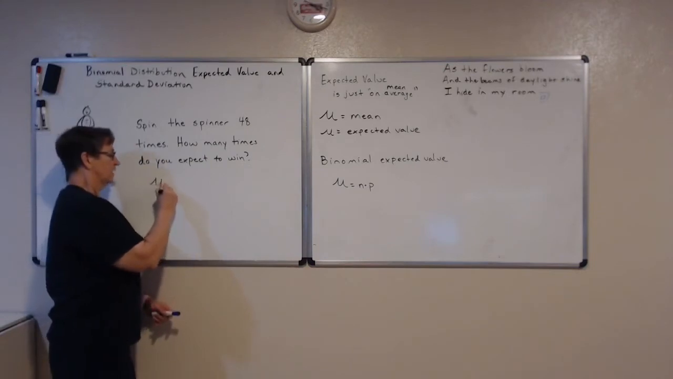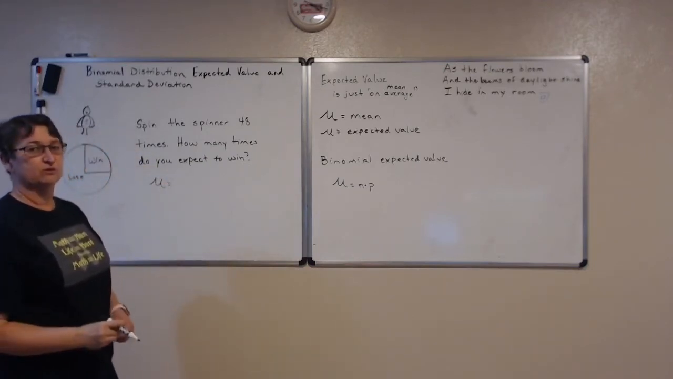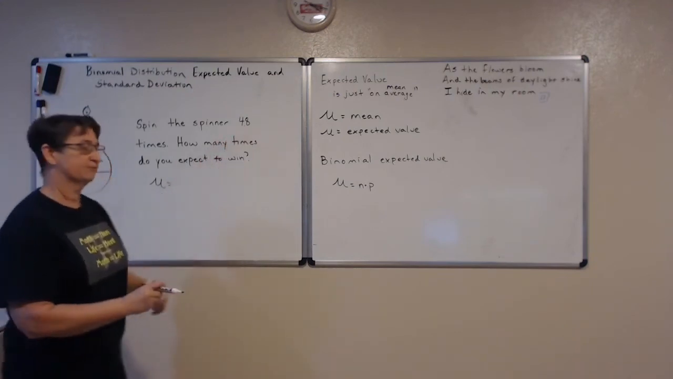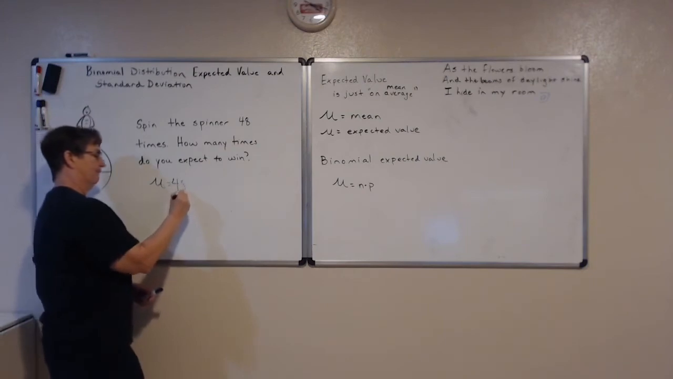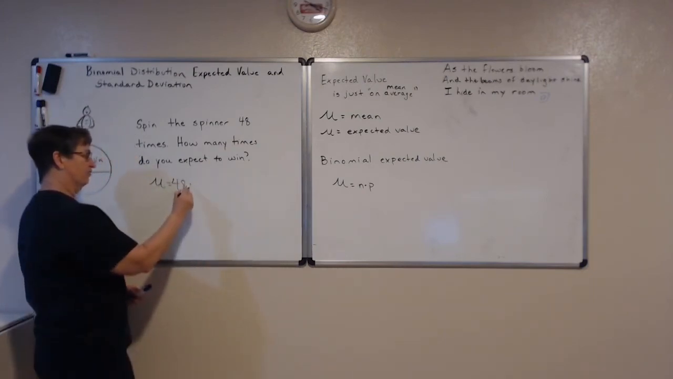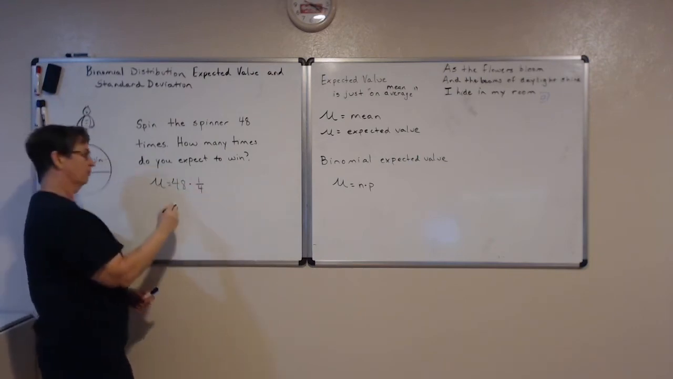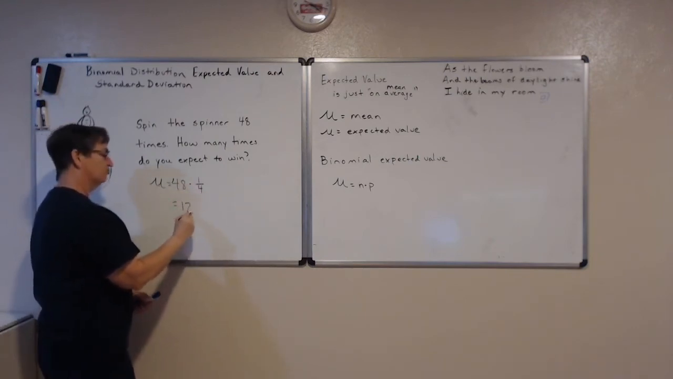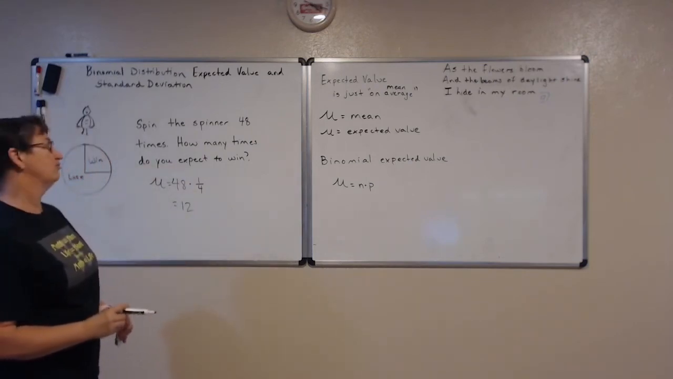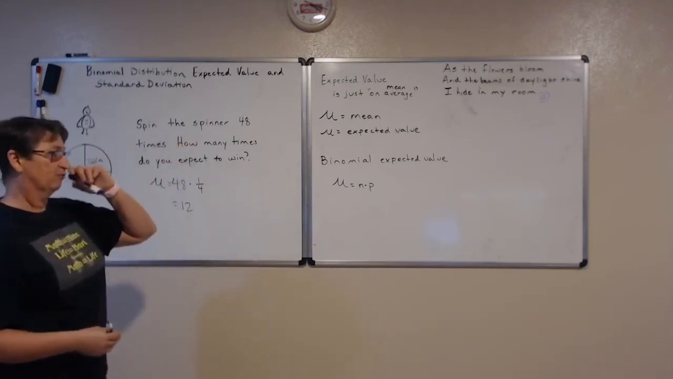Well, all I'm going to do is take my number of trials. So in this case, all I did was change that 100 to 48. And then I multiply it times my probability for success of 1/4, because success here is 1/4. And I end up with 12. So here I expect to get 12 wins. That's my expected value when I spin that spinner 48 times.